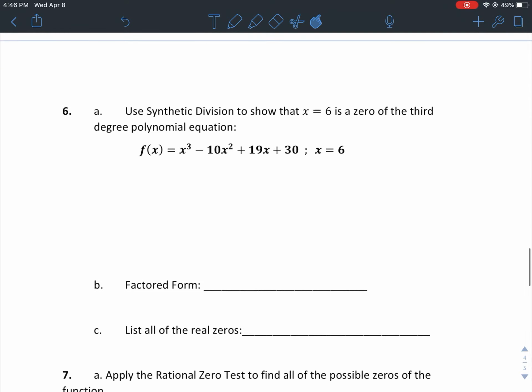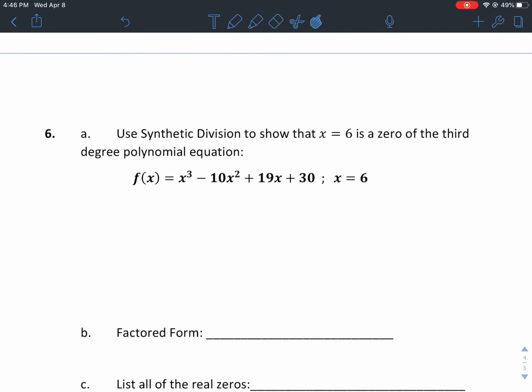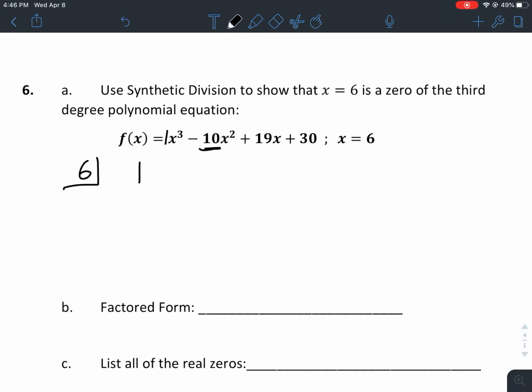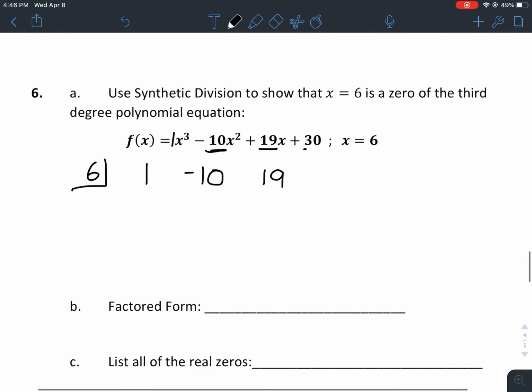Okay, so moving along here. We're now on using synthetic division to show that x equals 6 is a 0 of the third degree polynomial equation. So first of all, we're given that x equals 6 is a 0. So what we must do is first use synthetic division to get the other zeros. So I put 6 in the box, and then I copy down the coefficients of the polynomial. So there's an invisible 1 in front of x to the third. We have -10 here. We have 19. And we have 30.